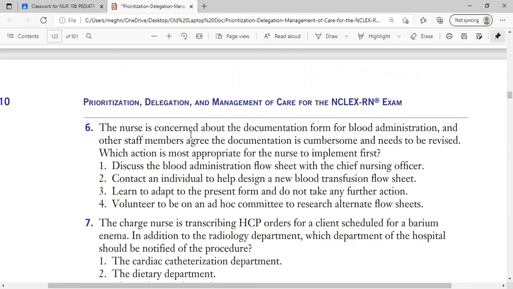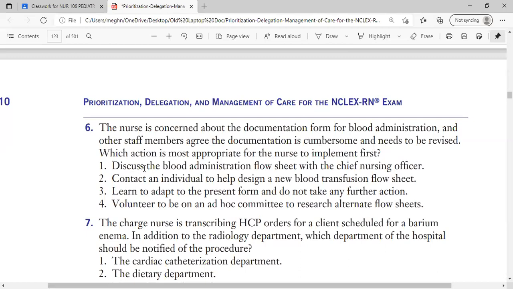The nurse is concerned about the documentation for blood administration, and other staff members agree the documentation is cumbersome and needs to be revised. Which action is the most priority for the nurse to implement first?